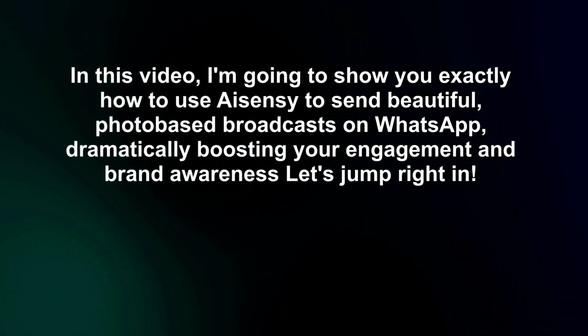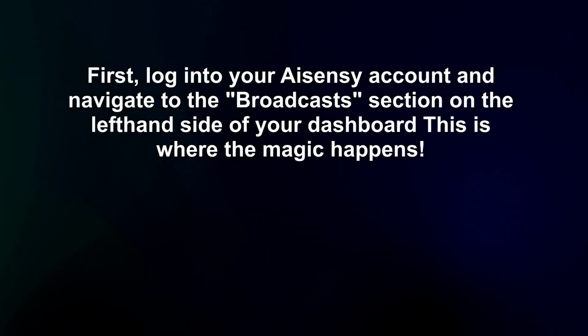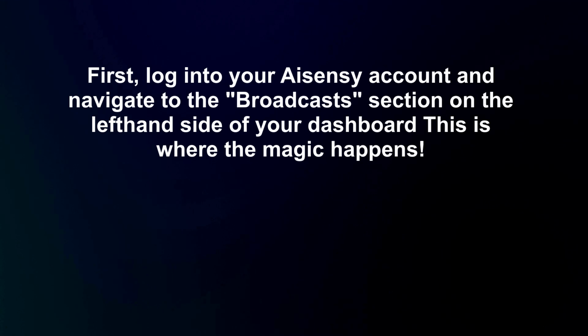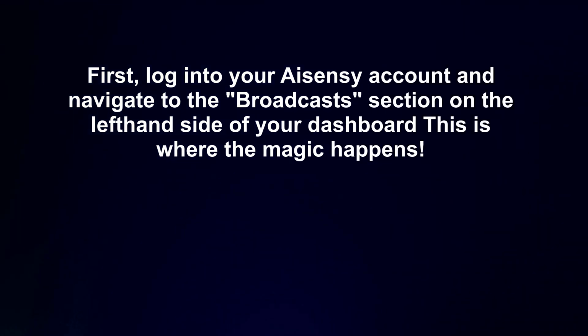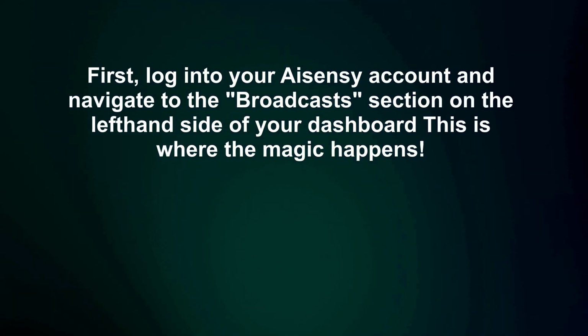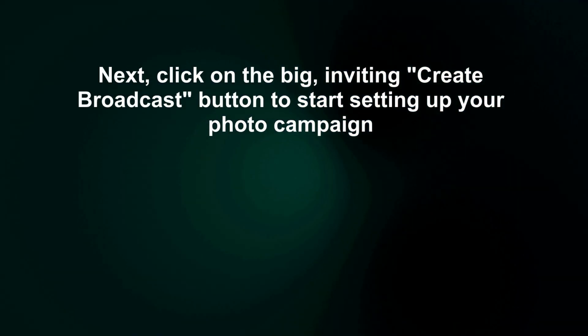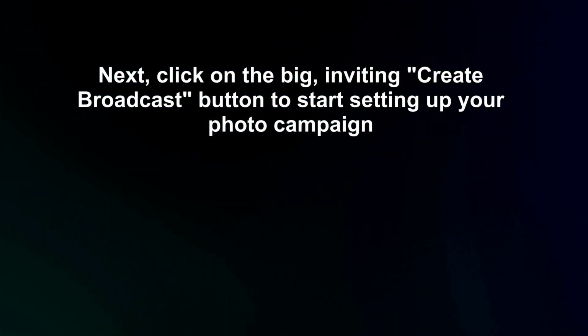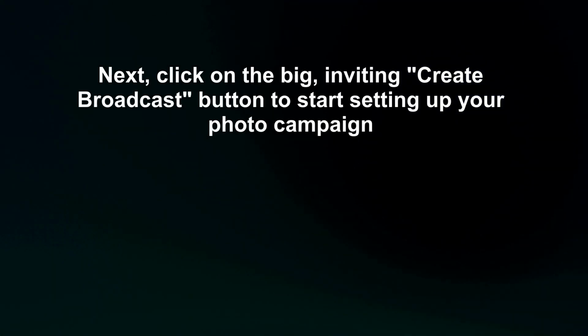Let's jump right in. First, log into your Aisensy account and navigate to the Broadcasts section on the left-hand side of your dashboard. This is where the magic happens. Next, click on the big, inviting Create Broadcast button to start setting up your photo campaign.